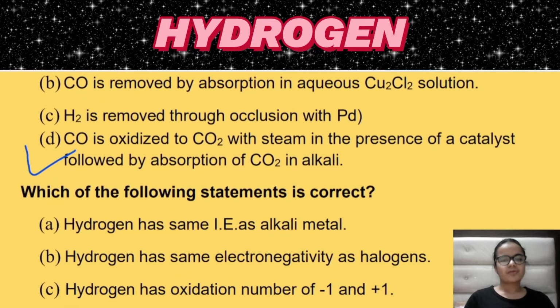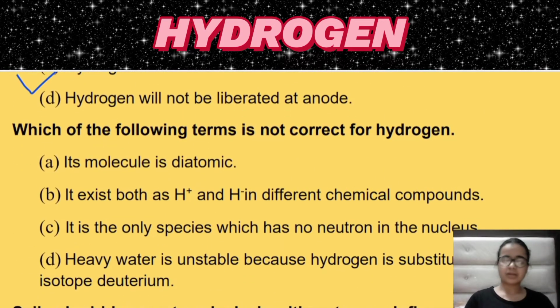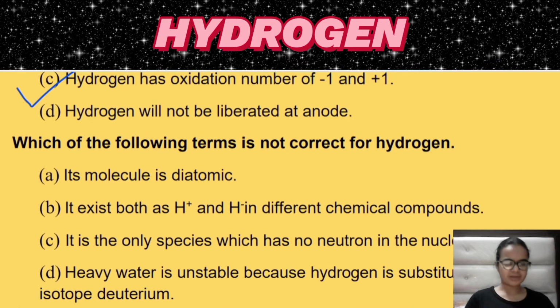Next question is, which of the following statements is correct? Hydrogen has same ionization enthalpy as alkali metal. Hydrogen has same electronegativity as halogens. Hydrogen has oxidation number of -1 and +1. Next option is, hydrogen will not be liberated at anode. And the answer is C. This is correct because hydrogen has oxidation number of -1 and +1, because it can both lose 1 electron and gain 1 electron.